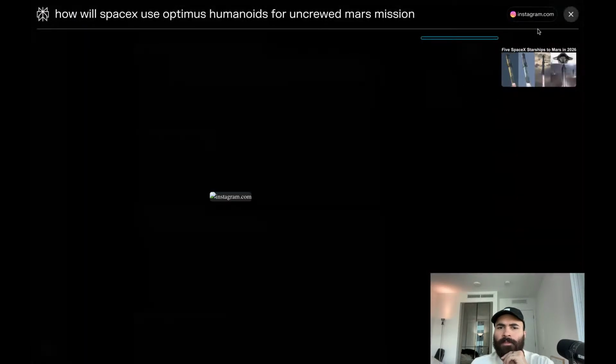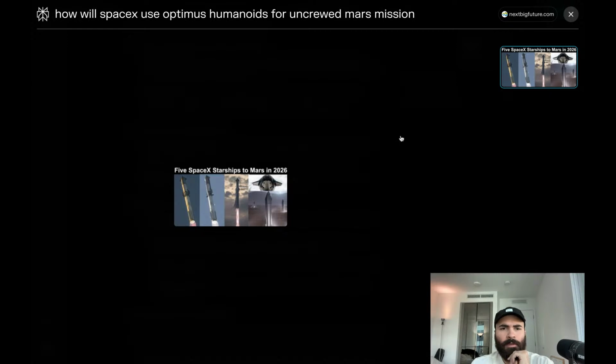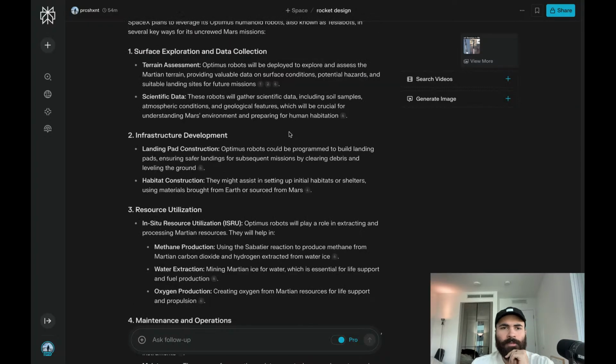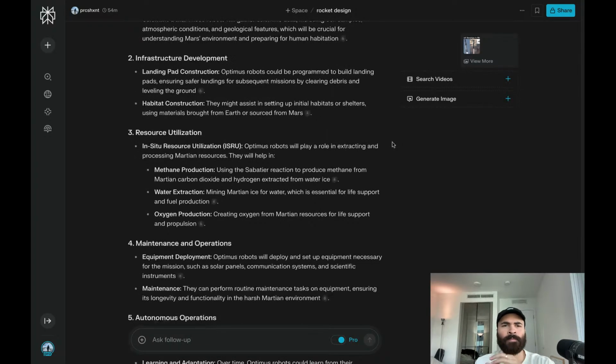What happened to the images? Five SpaceX Starships to Mars in 26. Ooh, they're planning to send five Starships. Okay. Landing pad construction. Optimus robots could be programmed to build landing pads, ensuring safer landings for subsequent missions by clearing debris and leveling the ground.